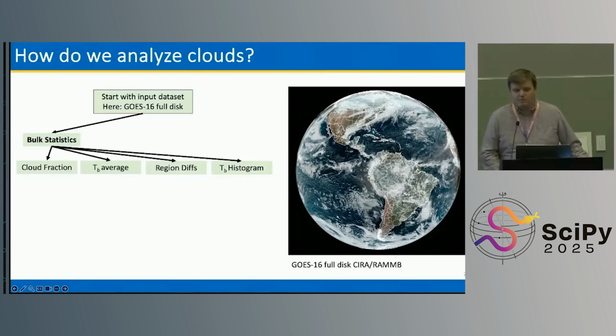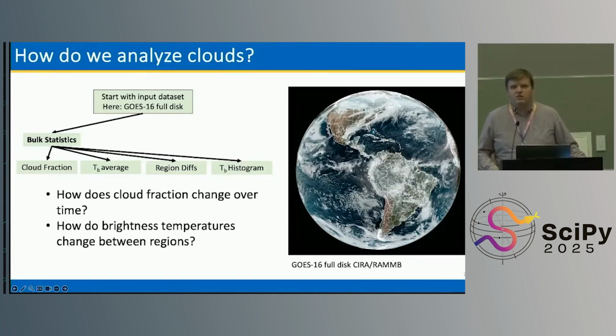These are getting to our bulk statistics, and these enable us to answer science questions like how does cloud fraction change over time, important for understanding climate? How do brightness temperatures change between regions, important for understanding localized weather and changes to land use, land cover change?